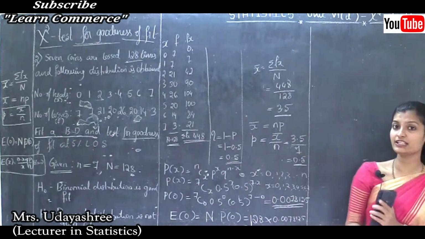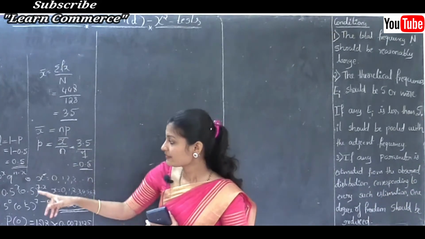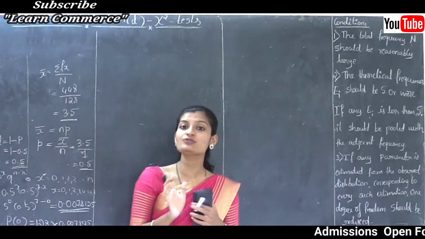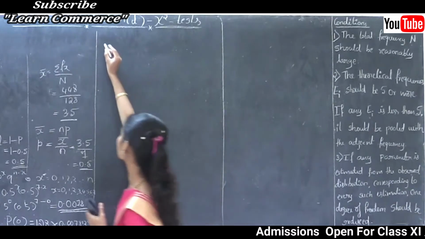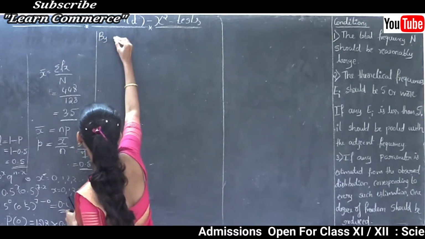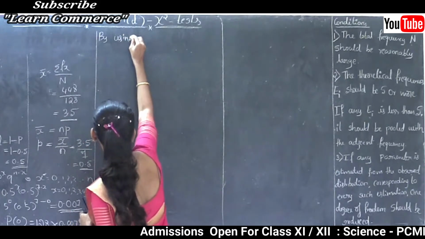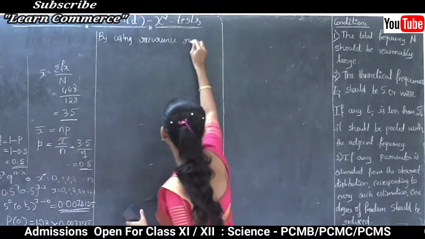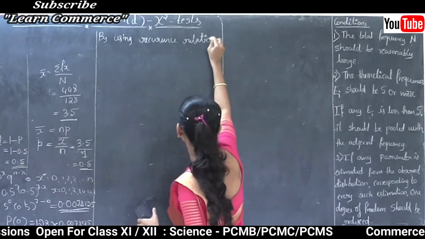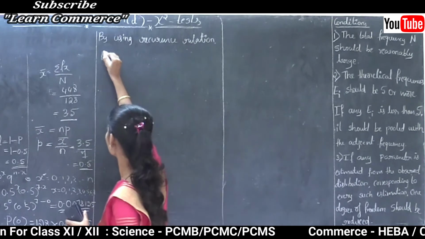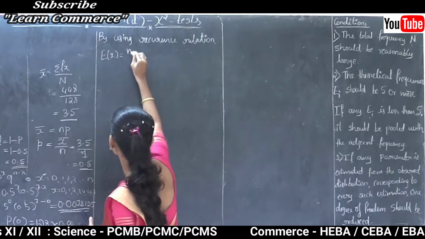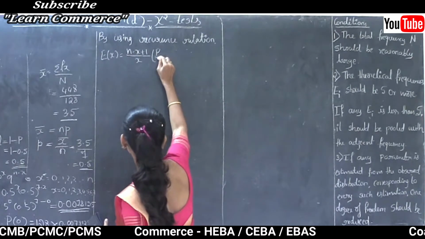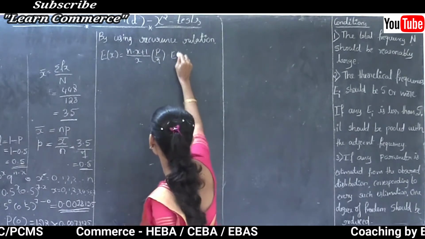Next, how to find the remaining theoretical values, that is step 5. To find the remaining theoretical frequencies, we use the recurrence relation. So by using the recurrence relation, that is E of x is equal to n minus x plus 1 divided by x into p by q into E of x minus 1.